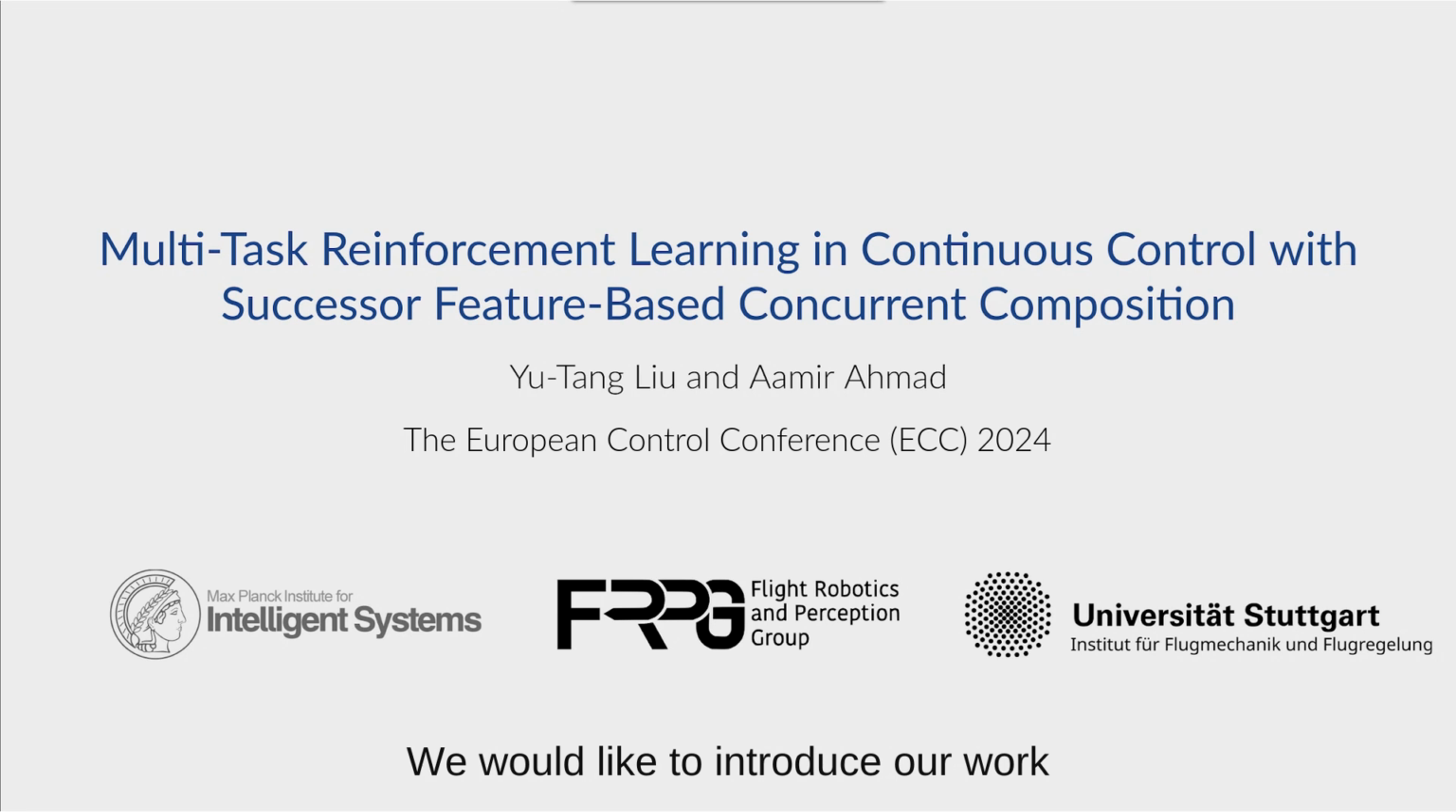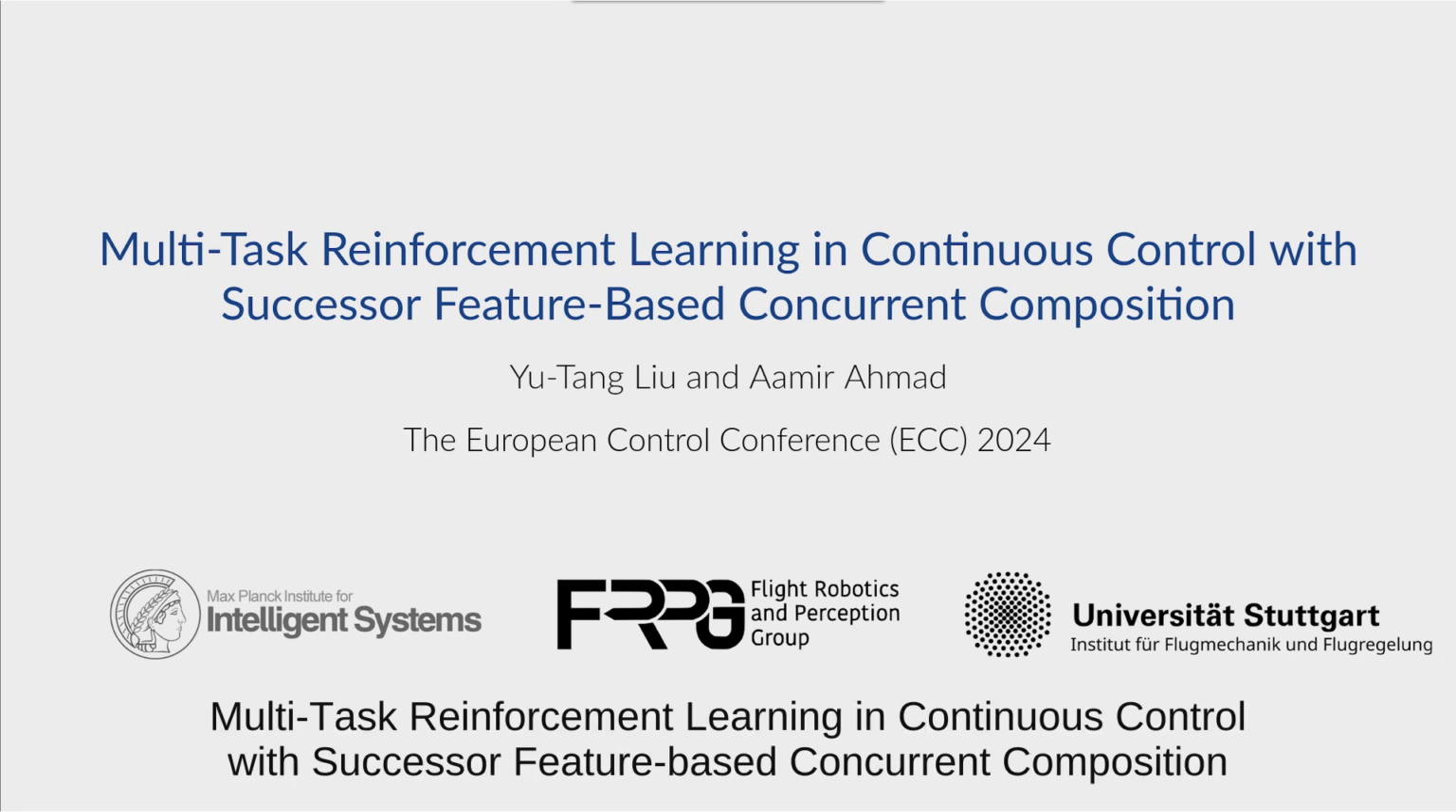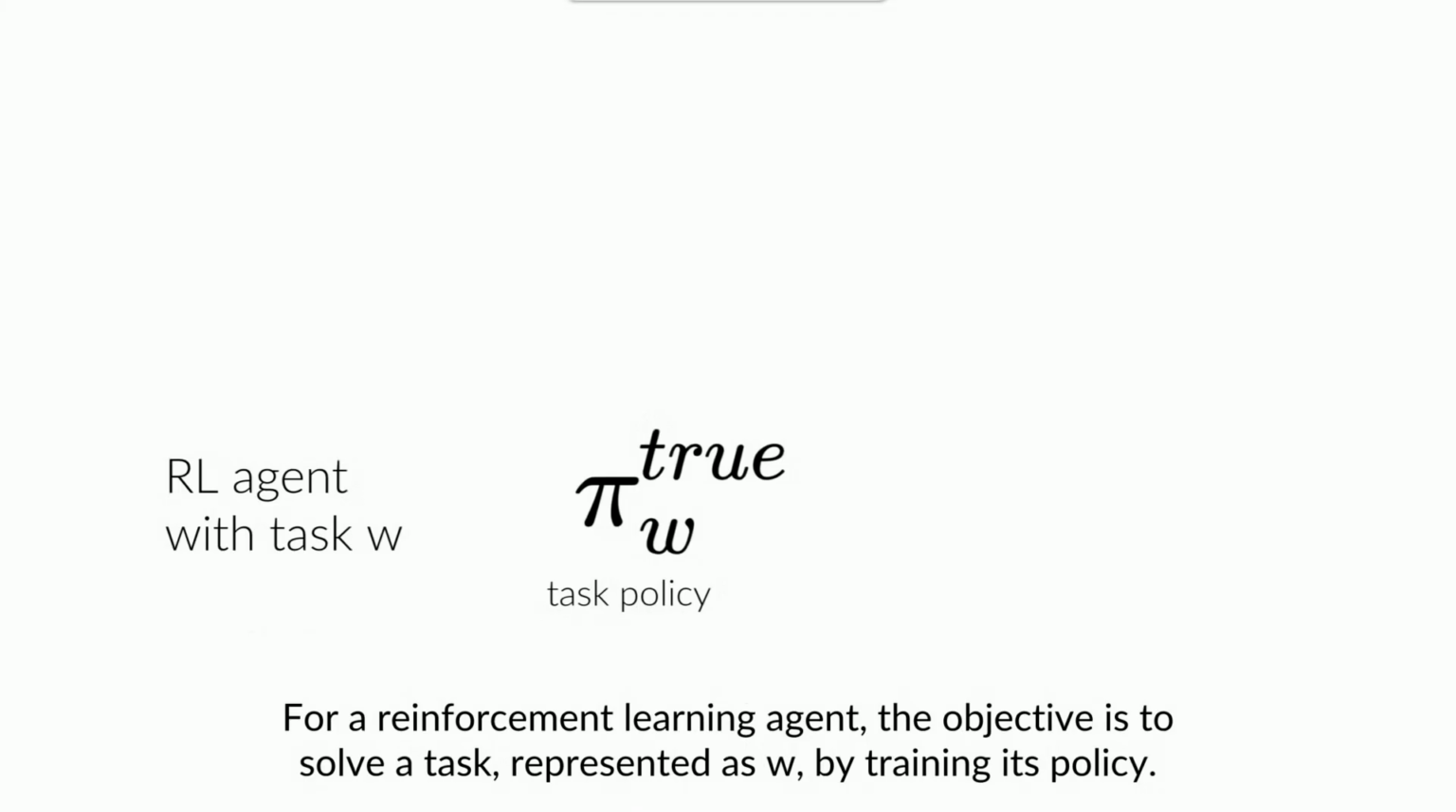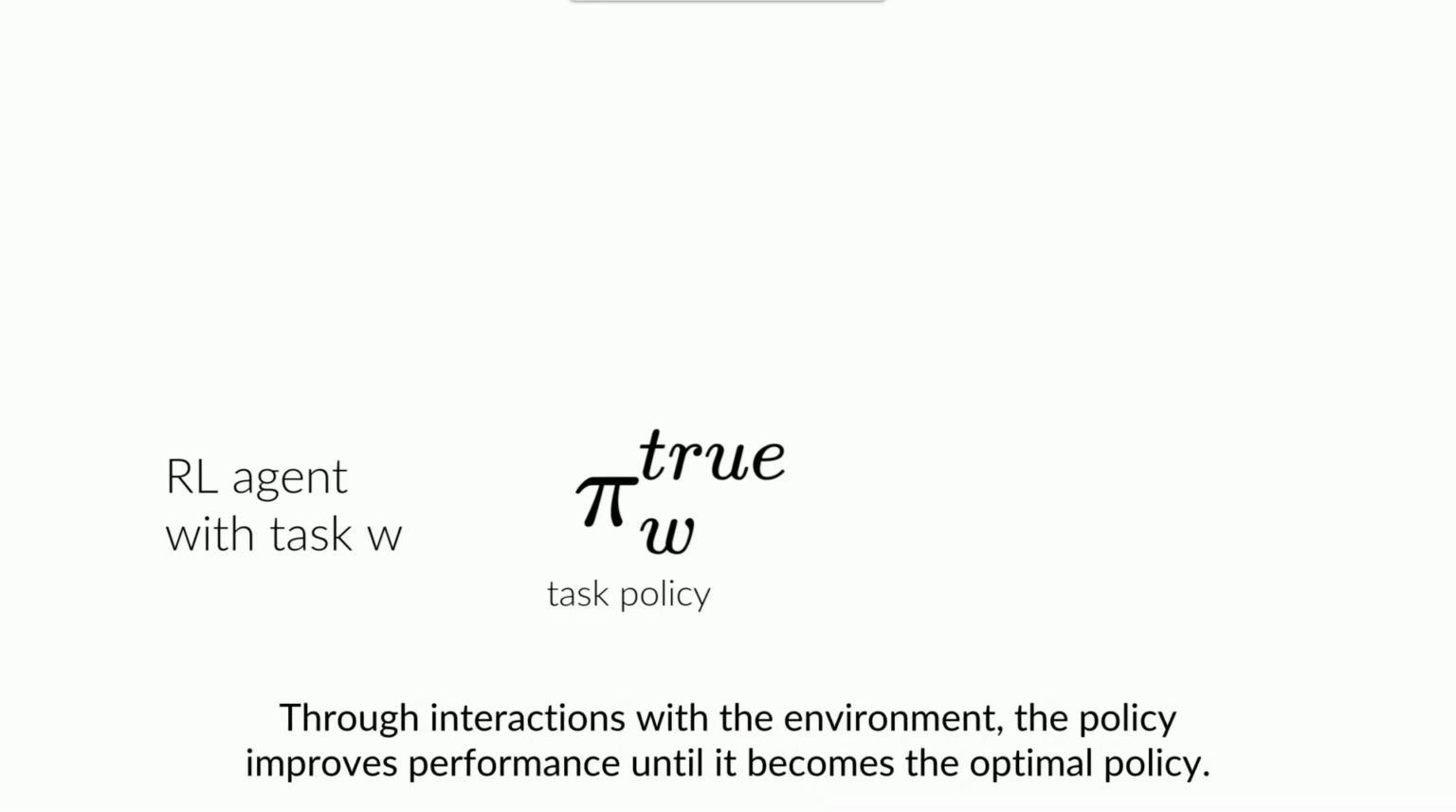We would like to introduce our work, Multitask Reinforcement Learning and Continuous Control with Successor Feature-Based Concurrent Composition. For a reinforcement learning agent, the objective is to solve a task, represented as W, by training its policy. Through interactions with the environment, the policy improves performance until it becomes the optimal policy.